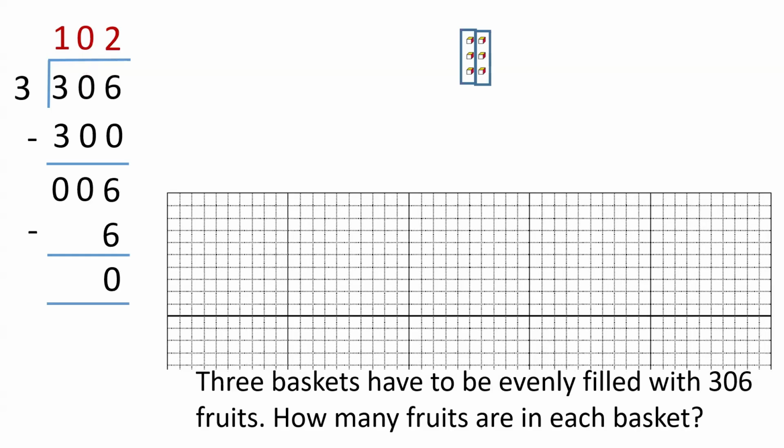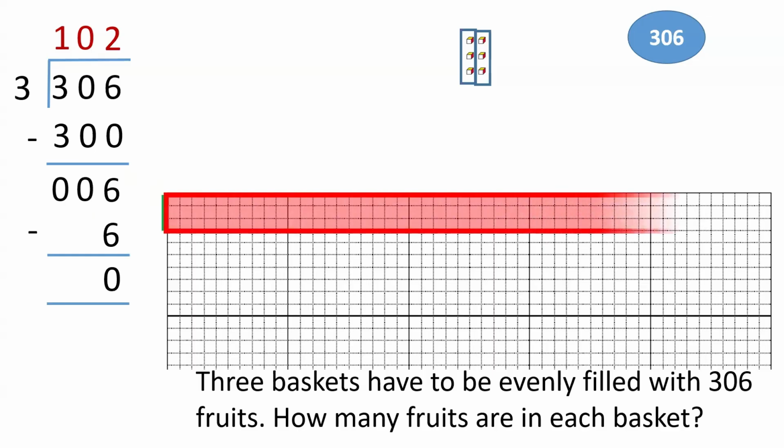Let's show the same thing using this multigrid. 306 can be broken up in terms of area, and we know one side is 3, we need to know the other side. So if we know that is 3, we can draw a line straight across: 10, 20, 30, 40, 50. So that width is 50. So 3 times 50 indicates 150.